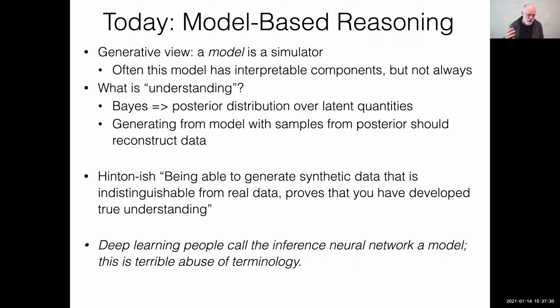But you should be thinking all the time that there are these latent quantities, and that we're going to think about inference, learning, understanding, and so on and so forth. All of these things are going to be framed as inference, in particular Bayesian inference, where we derive or computationally characterize a posterior distribution over latent quantities. And a generative model is one with which you generate your observations. So generating from a model, given samples from a posterior, should reconstruct data, okay?